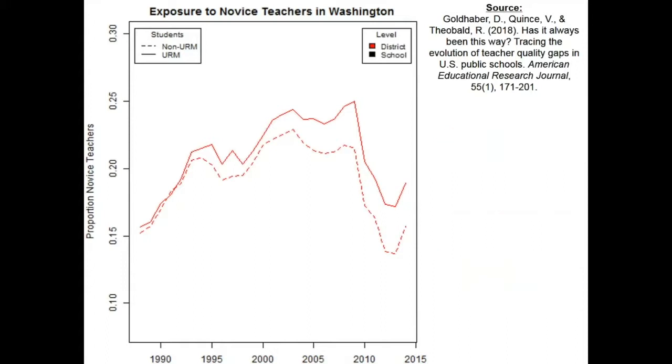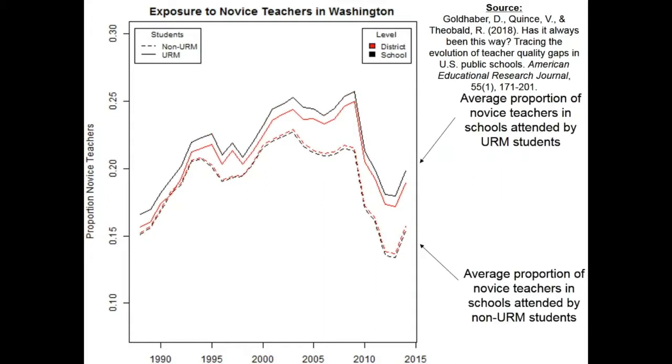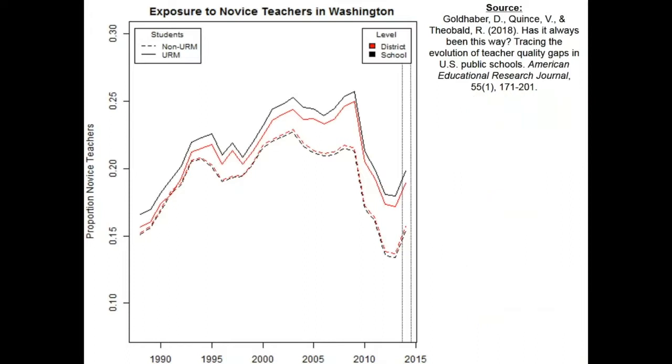We can also look at these differences at the school level. These are going to be the black lines that are animated here. The vertical distance between these two sets of lines are what we call the school level teacher quality gap, or the average difference in the proportion of novice teachers in schools attended by URM students relative to schools attended by non-URM students.